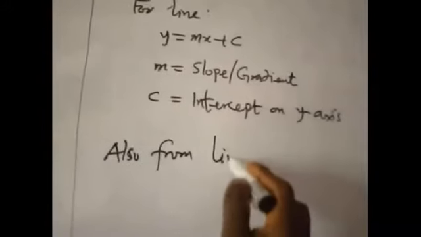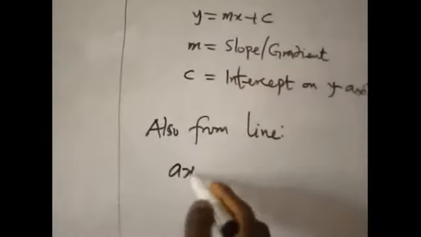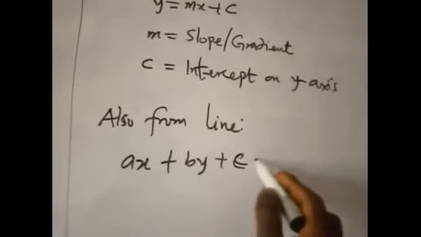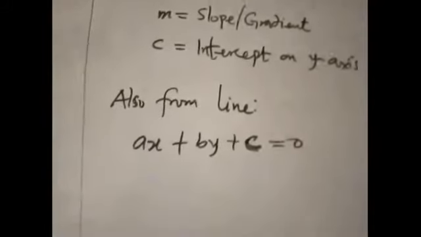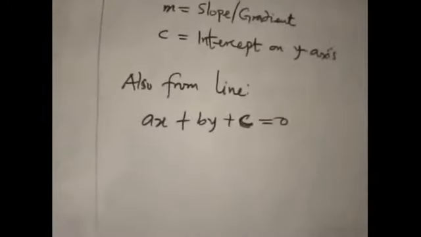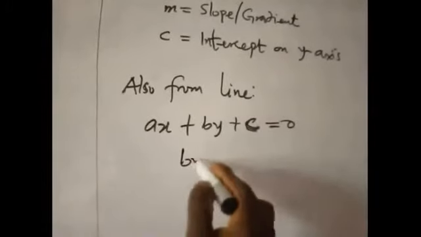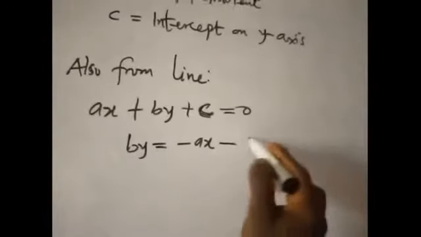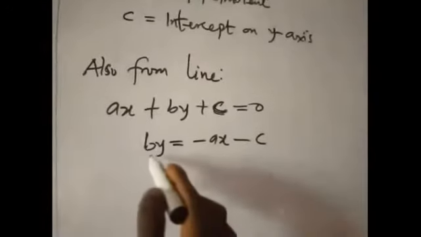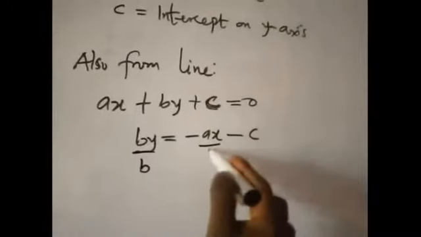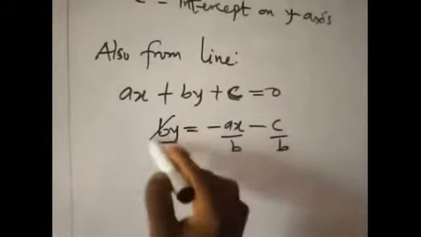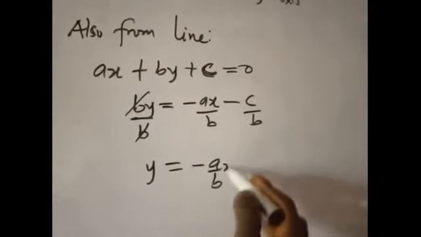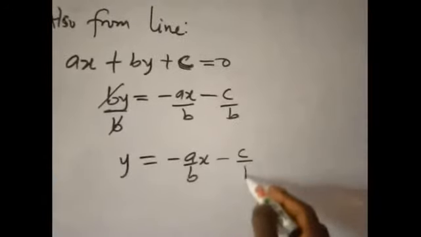Also from the line ax plus by plus c equals 0, let's make y the subject of the formula. If you make y the subject of the formula, we have by equals minus ax minus c. Dividing both sides by b will remove b. So y equals minus a over b x minus c over b.